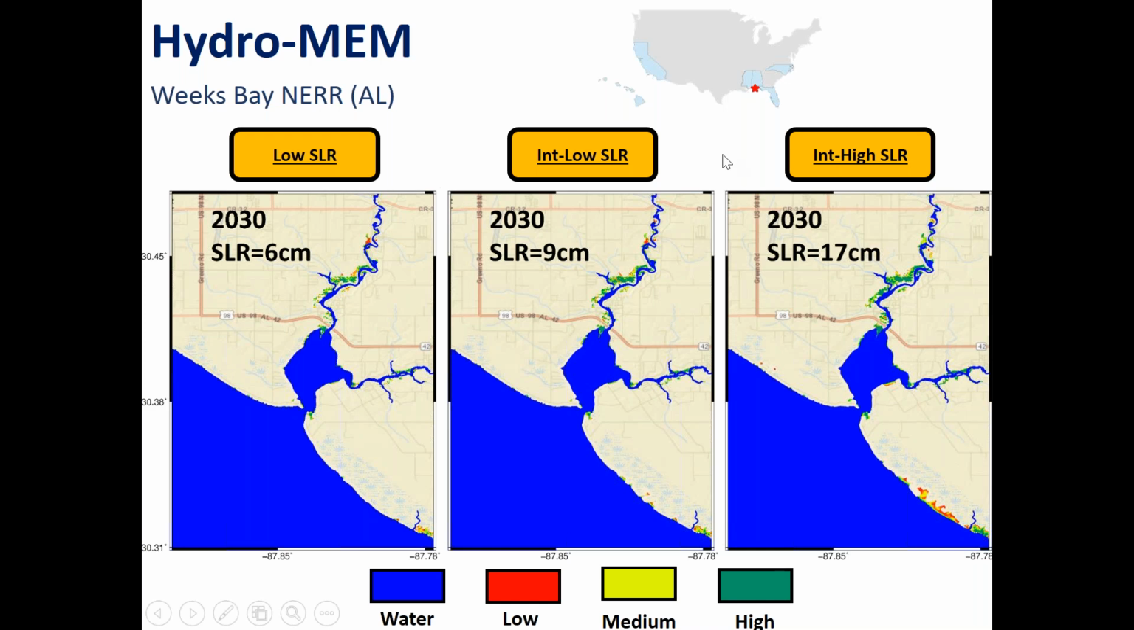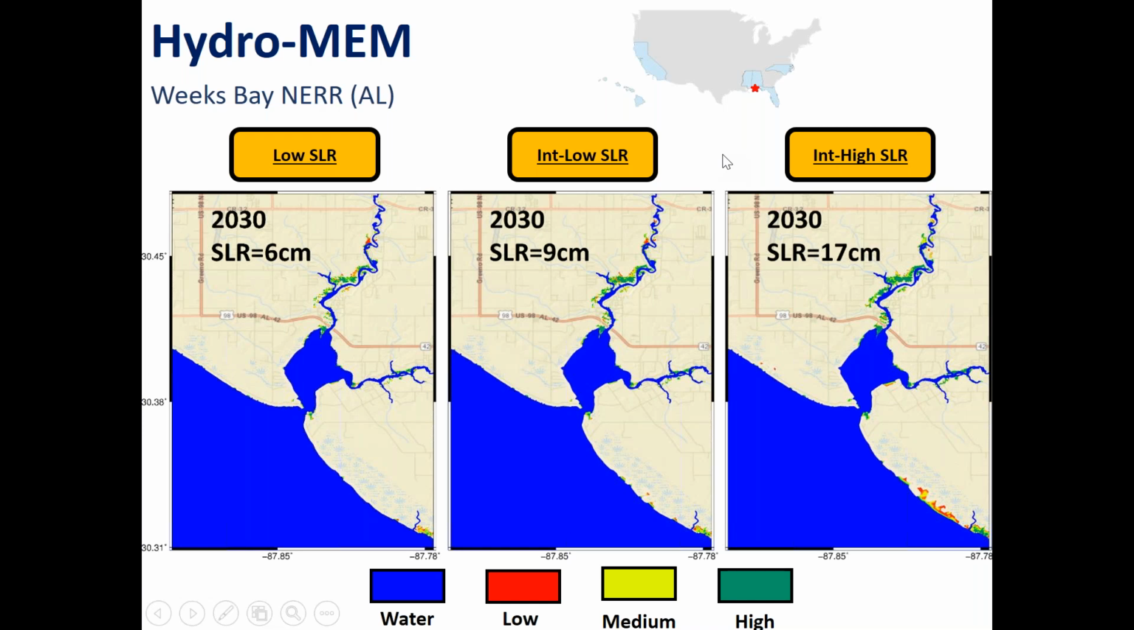So this is Weeks Bay National Estuarine Research Reserve, and there's three panels shown here. On the left side is a low sea level rise scenario, where it's only going to be an increase of 20 centimeters by 2100. In the middle is intermediate low, which is going to be a 50 centimeter increase in sea level rise by 2100. And then intermediate high is going to be a 1.2 meter increase by 2100. You're going to see three different marsh colors show up: low productivity is red, medium productivity is yellow, and then a high productive healthy marsh is going to be that green color.